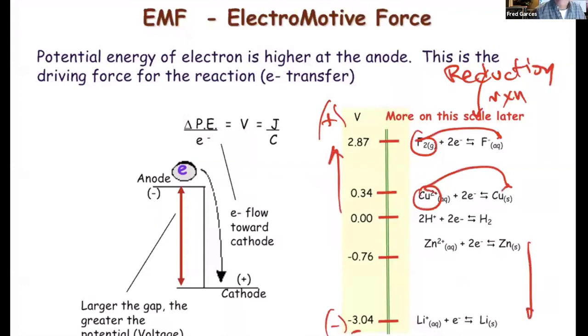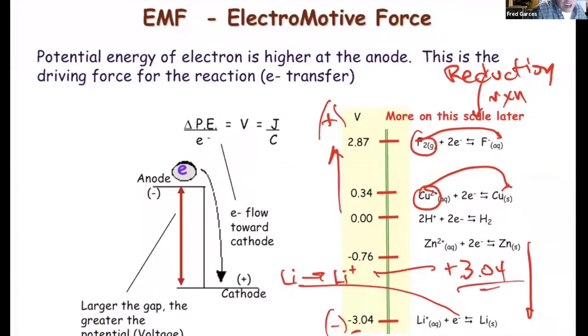Notice the negative. That means the least favorable reduction is also your most favorable oxidation. Let me repeat that. Your least favorable reduction is your most favorable oxidation. Why? Because if I take this reaction right here and I reverse that to lithium going to lithium plus, now that potential is not -3.04, but +3.04.